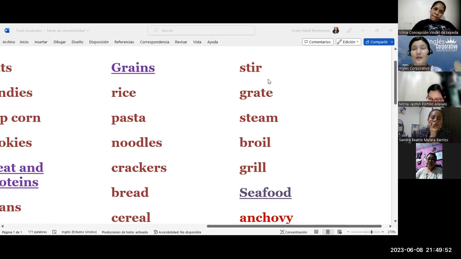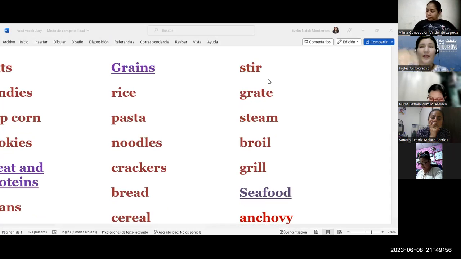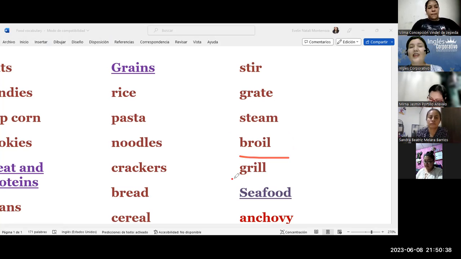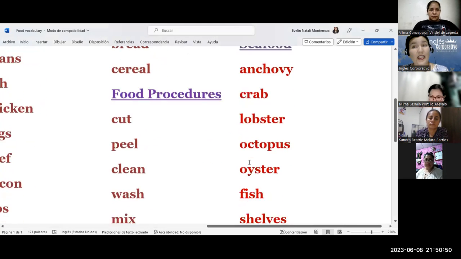And stir is mezclar o revolver. Right, with the coffee and the sugar, right? You have to stir the coffee and the sugar to mix it. Grate is not great, right? Grate is, for example, when you have a piece of cheese and you grate, rayar en rayador. Steam is hacerlo al vapor, right? Steam. Broil is just to make it, how do you call this one? Sofreír, broil. And grill is a la parrilla. Grill, como grilled meat, carne asada, right? Then you have grill, it's a la parrilla. Grilled chicken, pollo a la parrilla.